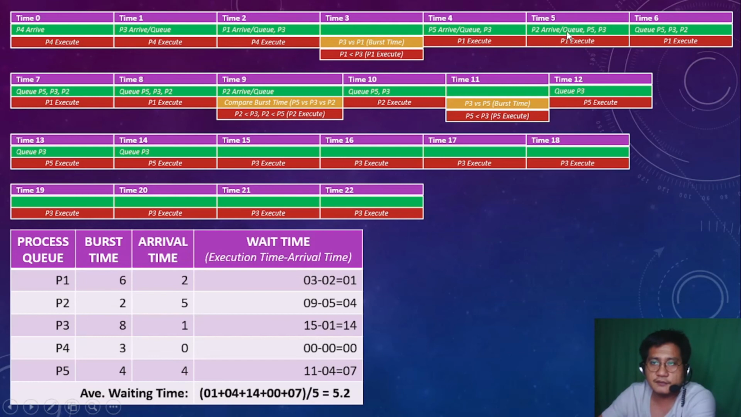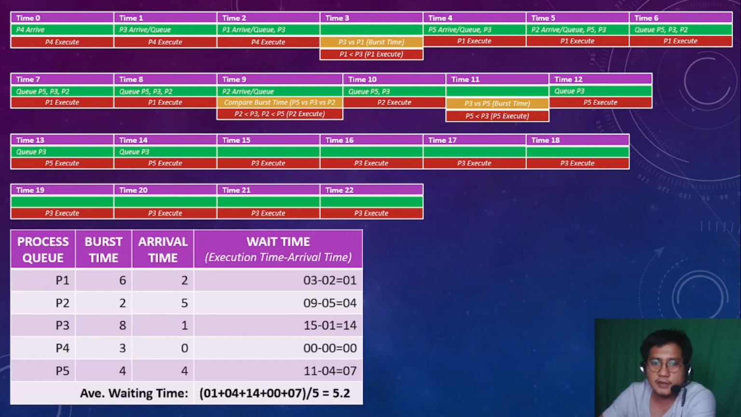And then at time 5, another process has arrived in the queue, and we have process 2. As you can see here, it arrived at around time 5, so we put P2 here at time 5 and then added it to the queue next to P5 and P3, while P1 is still in execution.